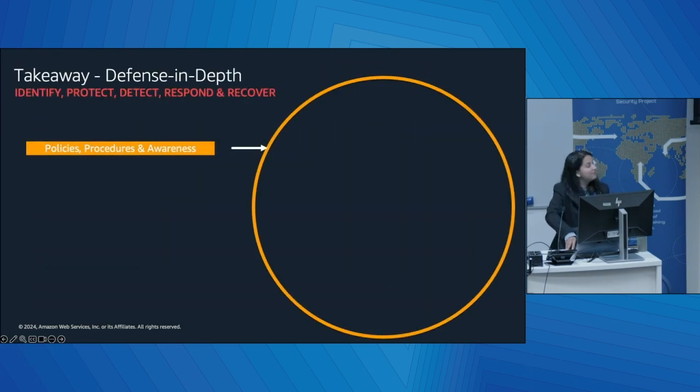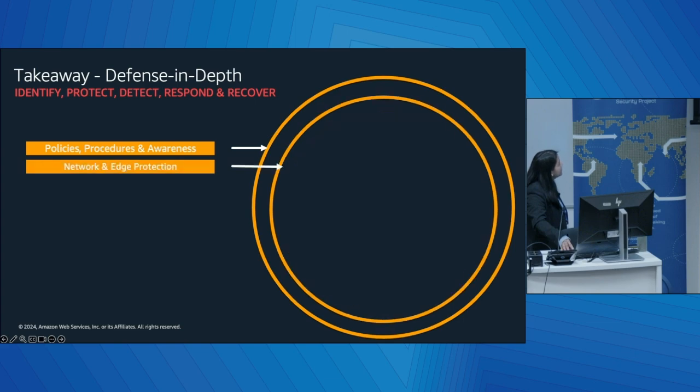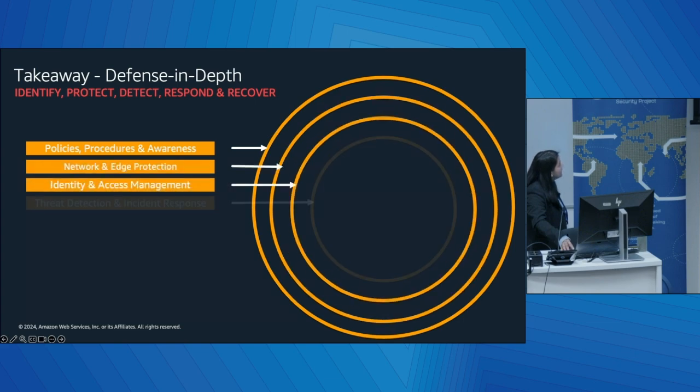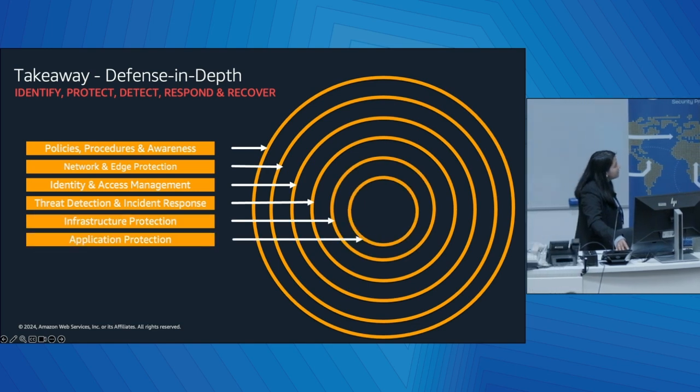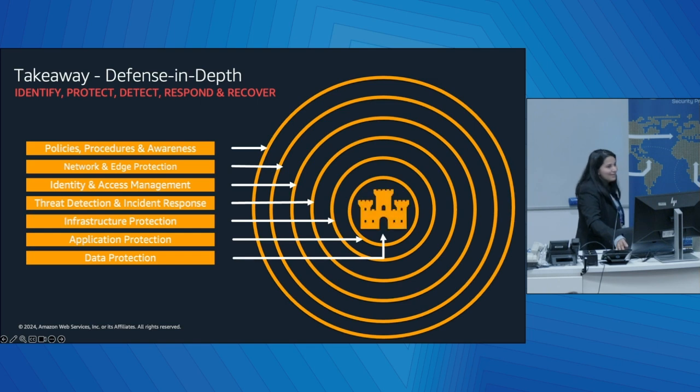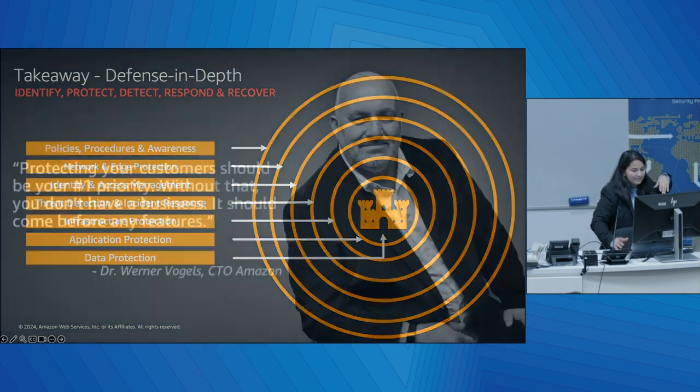So as I said, we will have a castle. This is first looking at layers of defense in depth: policies and procedures, network and edge protection, identity and access management, threat detection and response, infrastructure protection, application protection, and finally, you save the crown jewel of data protection. And finally, that is the takeaway. If you don't take anything from this today, take this: how you will apply security at all layers.